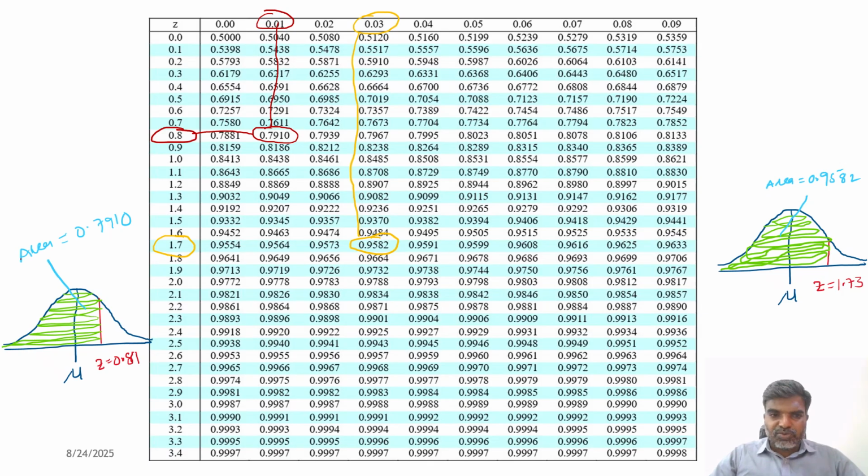Now it is clear how to find the area under the normal curve for the given z value from the table. You have to observe one thing: this table is only for positive z values. Now we will see the table for negative z values.